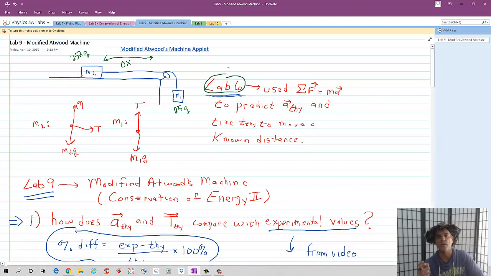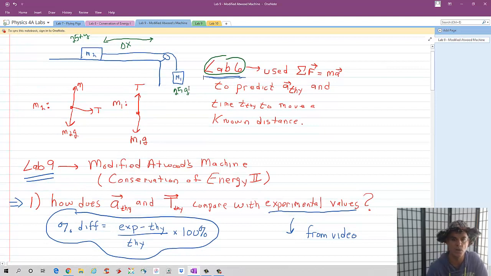You used the sum of the forces equals ma to predict the theoretical acceleration. From the acceleration, you predicted how long in seconds it would take to travel a certain distance. Well, what you're going to do here for the first part is apply Newton's second law to solve for the theoretical acceleration and the tension.